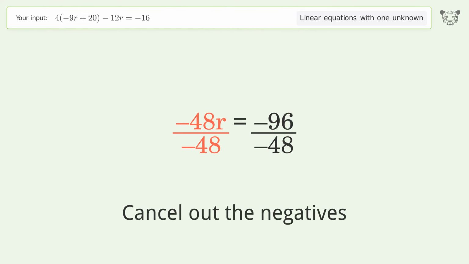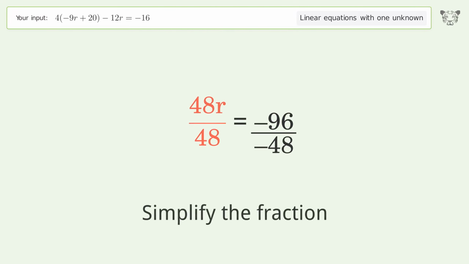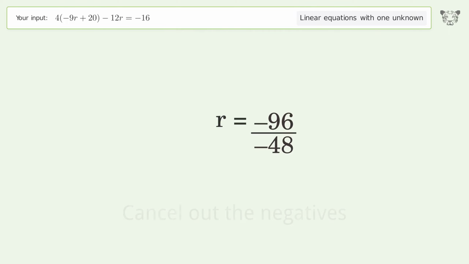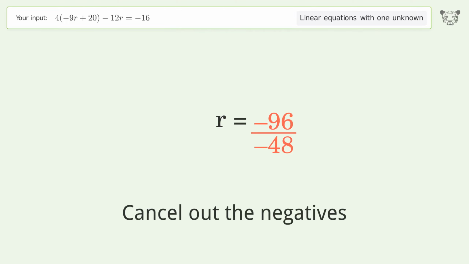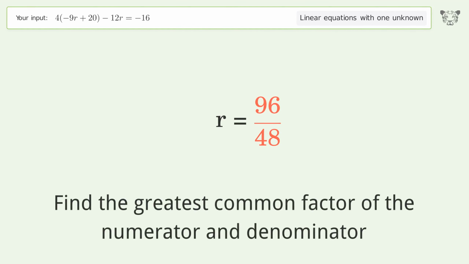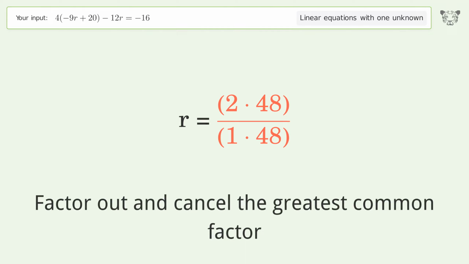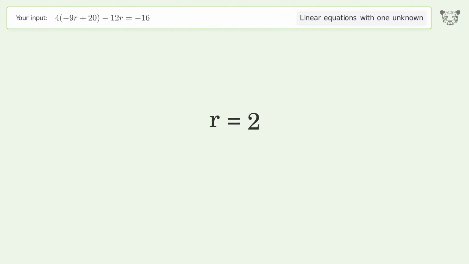Cancel out the negatives. Simplify the fraction. Cancel out the negatives. Find the greatest common factor of the numerator and denominator. Factor out and cancel the greatest common factor. And so the final result is r equals 2.